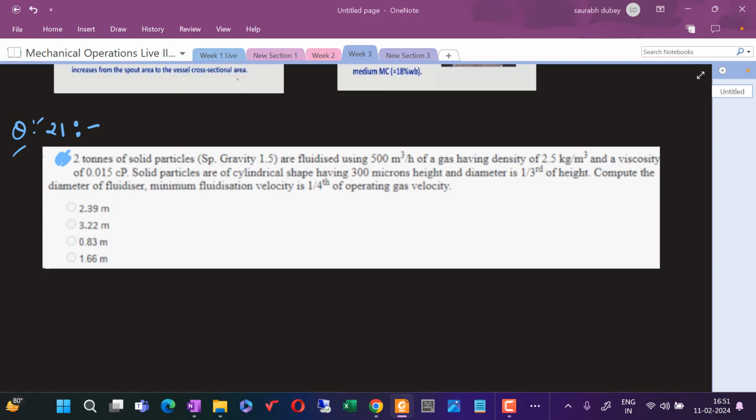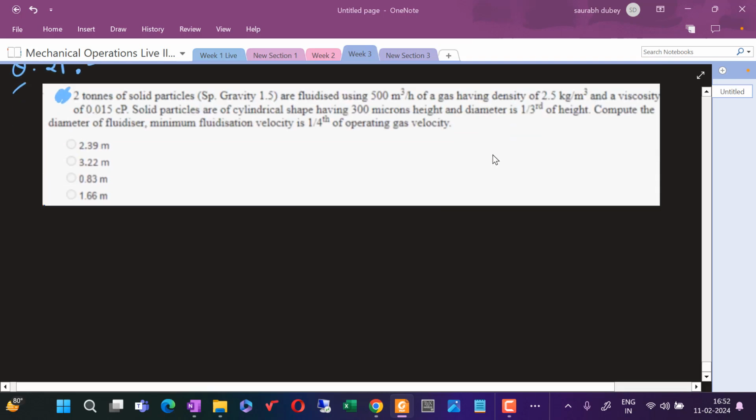Okay, so I hope you have gone through the question and you are trying to solve it. Here the point to be noted is that you are using cylindrical particles. So this is not a spherical particle, and the concept of sphericity should come into play. I will be giving you a quick solution for the question.